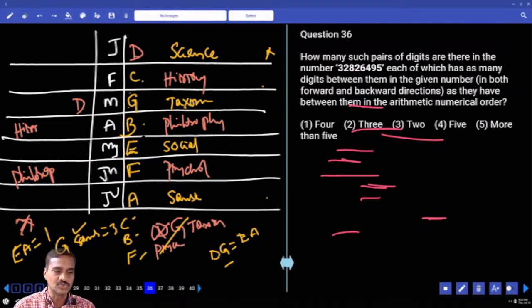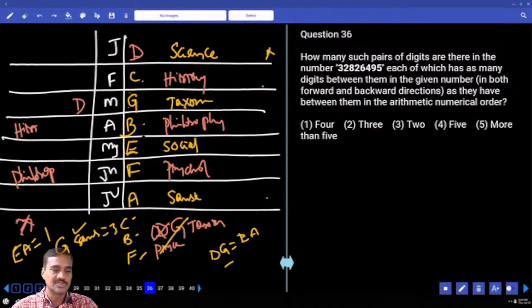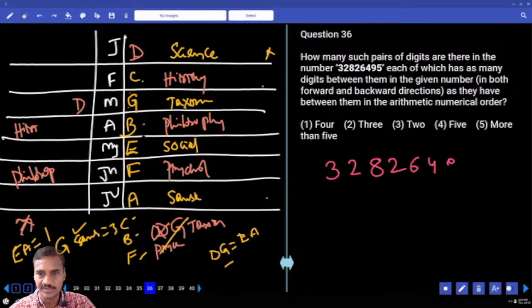Then coming to 36 to 40. Now in this 36 to 40, how many such pairs of numbers are there? Now here the question is about what? Pairs of numbers. And what is the number we have? 3, 2, 8, 2, 6, 4, 9, 5. Now these are the pairs we have. And each of which has as many digits between them.